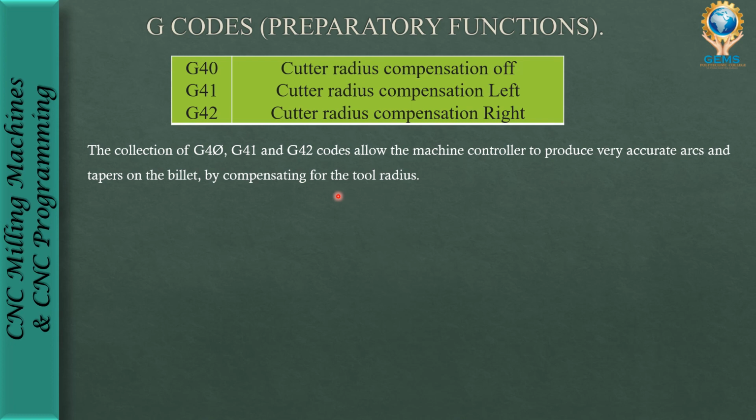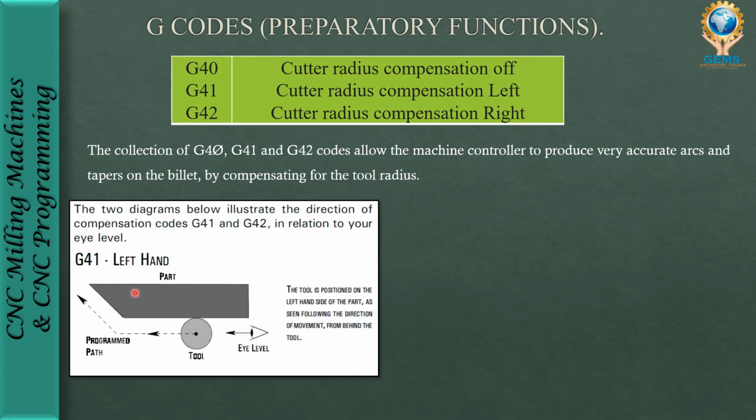So with the help of these three codes, if you are moving for arcs, curves and tapers, the machine will produce very accurate results. For example, G40 means the cutter radius compensation will be totally off. If you mention G41, the cutter radius compensation will be taking left.